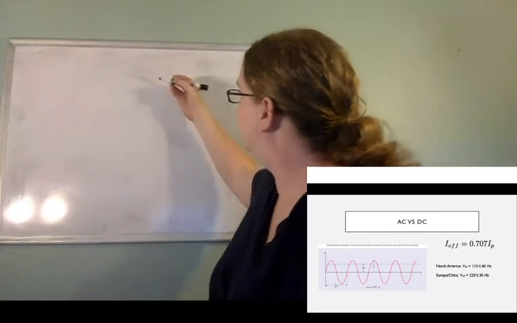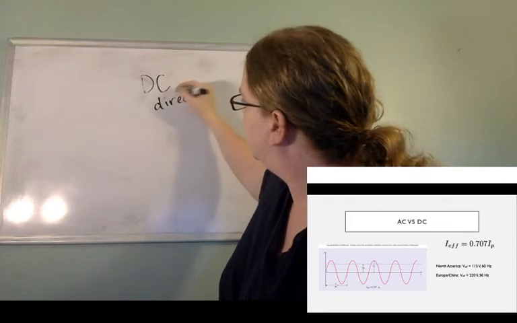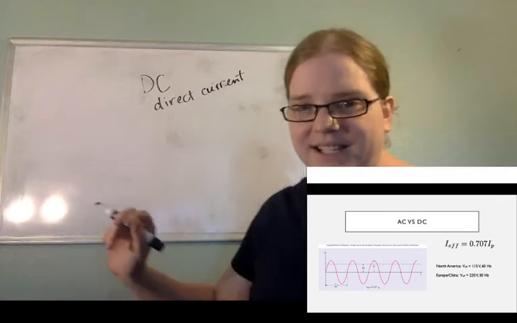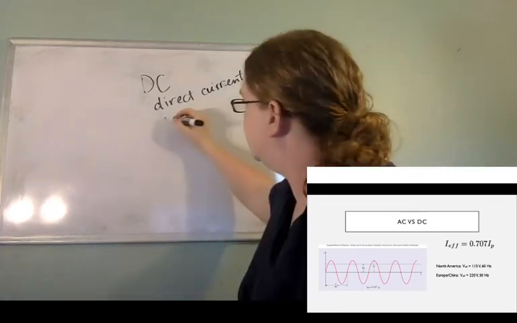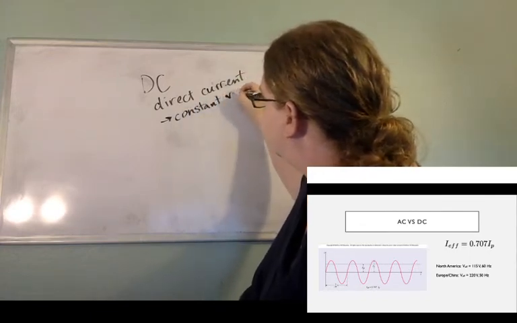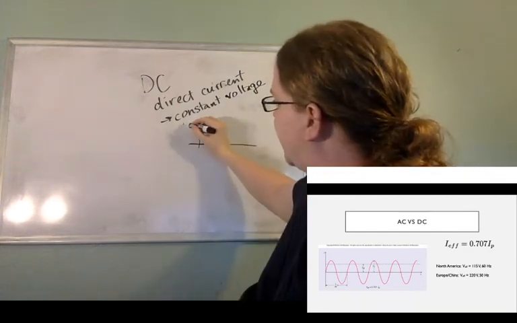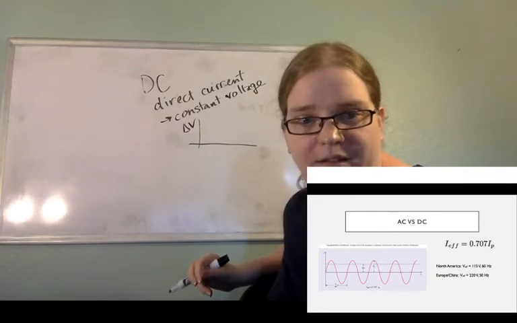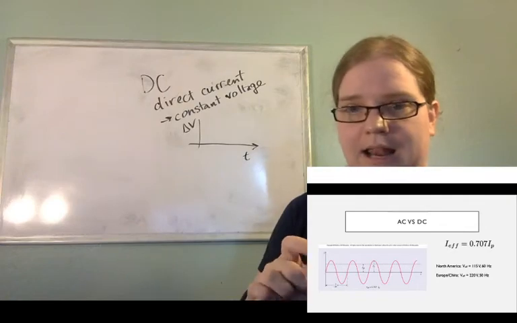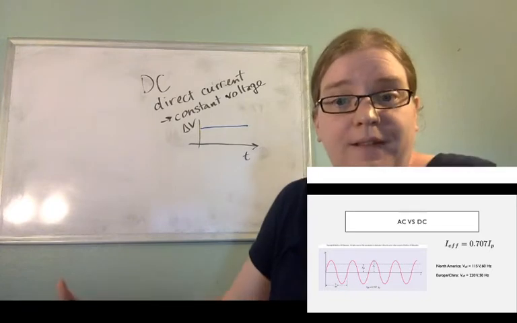So DC stands for direct current. Basically what it means is a constant voltage. If I were to map this through time, like if I look at delta V from the battery, and here's time, it would look like this. A flat line. It's not changing.